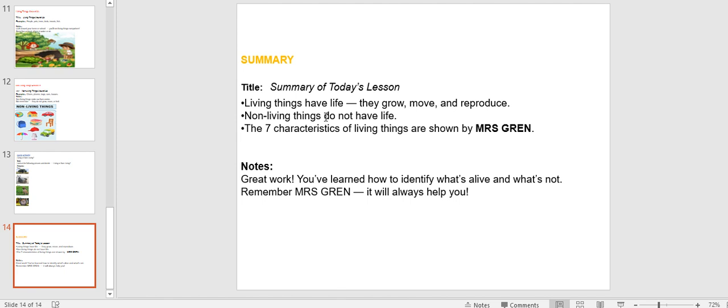Great work. You have learned how to identify what's alive and what's not. Remember Mrs. GREN. Of all the things, you should at least remember Mrs. GREN. This is what is used to show all the characteristics of the living things.